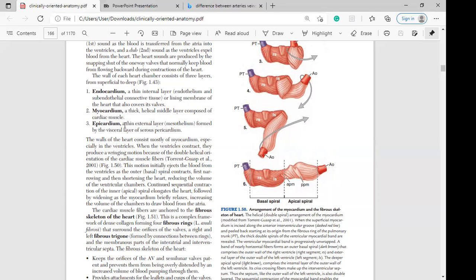And then the outermost layer, you have the epicardium. So this epicardium is a thin external layer formed by the visceral layer of serous pericardium. So we said that the heart itself is covered by the pericardium. The outermost layer of the heart is covered by the pericardium. But then the heart has three main tunics or three main layers. The endocardium is the innermost layer, the myocardium is the middle layer, and the epicardium is the outermost layer. This epicardium is in contact with the pericardium. The pericardium is like the adventitia of the blood vessel that we talked about. Okay, so that is where you find the pericardium.